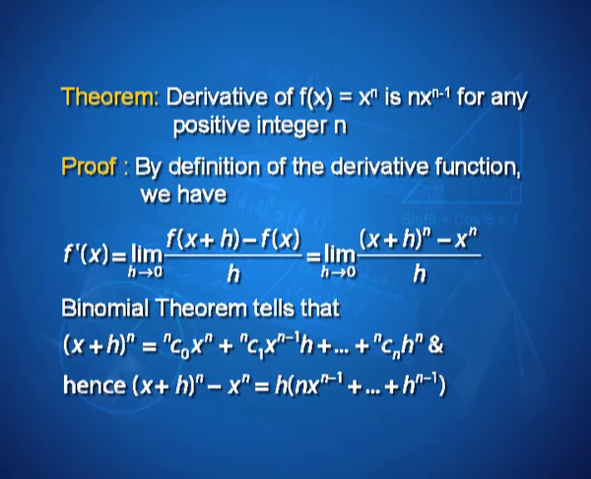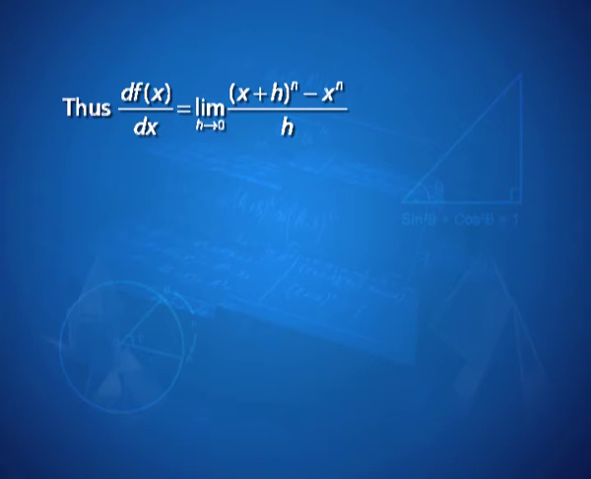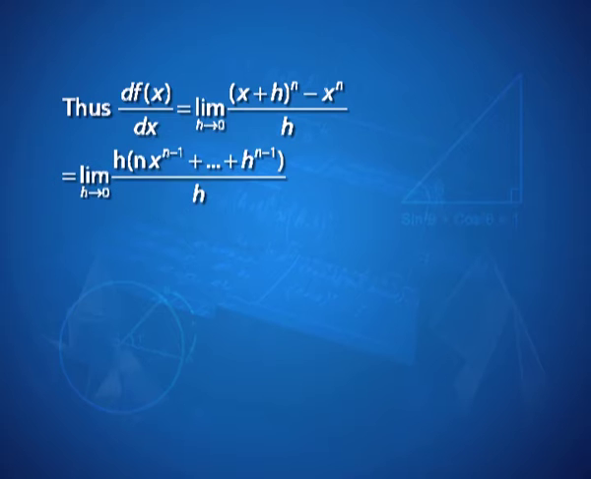Thus, d by dx of f of x is equal to limit of ((x plus h) whole raised to n minus x raised to n) upon h as h tends to 0, which is equal to limit of h into (n x raised to n minus 1 plus so on plus h raised to n minus 1) upon h as h tends to 0, which can be written as limit of (n x raised to n minus 1 plus so on plus h raised to n minus 1) as h tends to 0. So, we have it as n x raised to n minus 1.